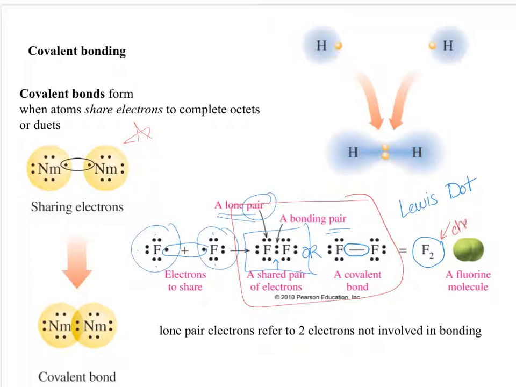So this is my chemical formula. But either one of these 2 that's in the red box, those would be the dot structures. Either one would be correct.